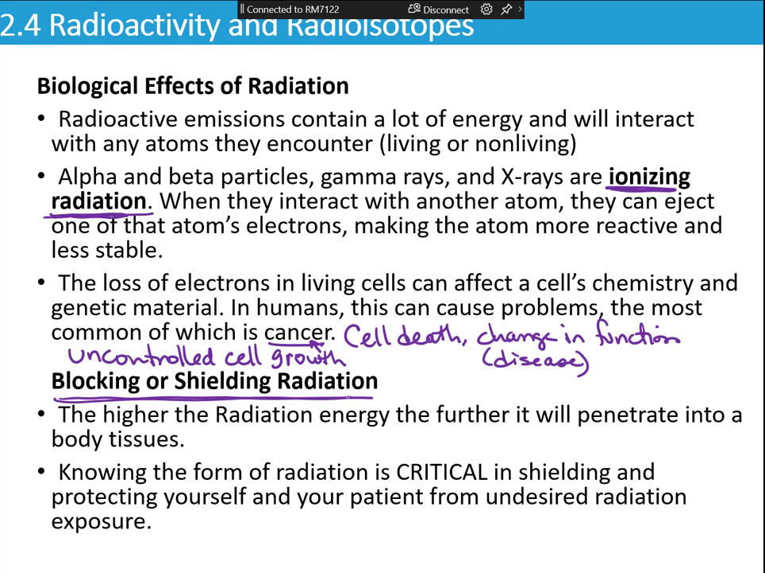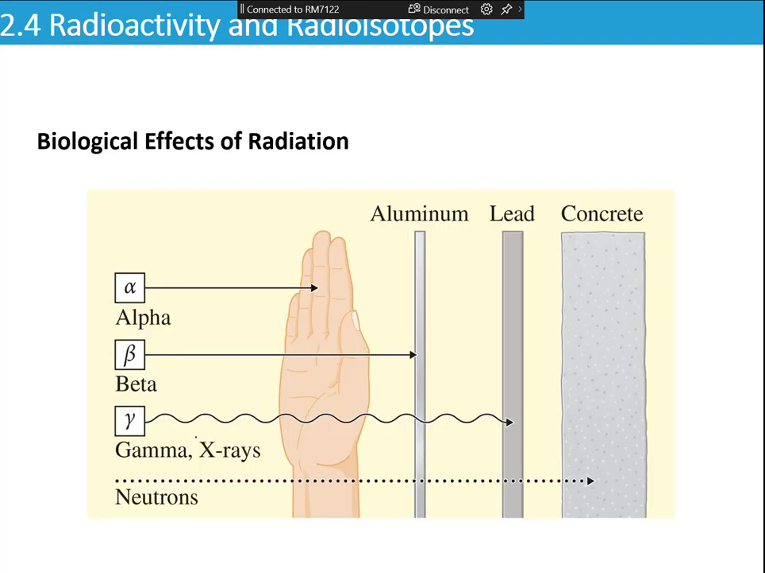So not all radioactive decay is the same. Alpha, beta, and gamma actually have different levels of energy. The lowest is alpha. So alpha decay is by far the weakest.